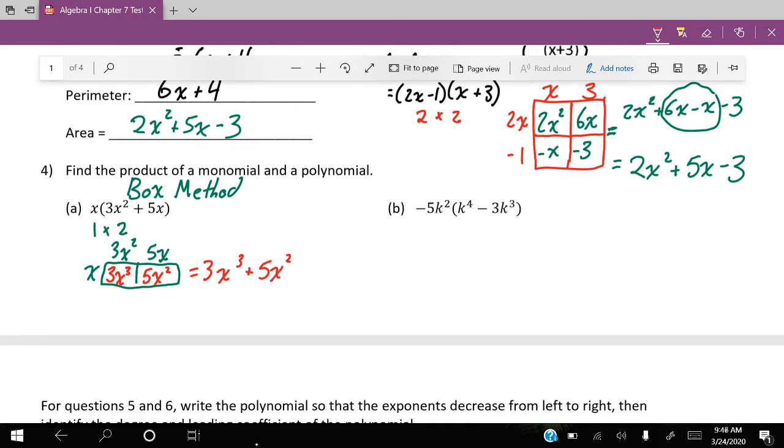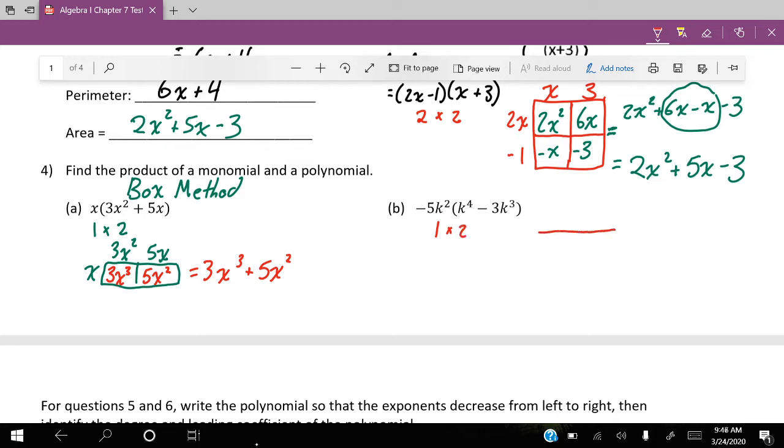That's it. That's all you have to do. I'm going to do the same thing with b here. I'm going to do it a little bit faster. Here we go. All right. Negative 5k squared is one term. K to the fourth minus 3k cubed is 2 terms.